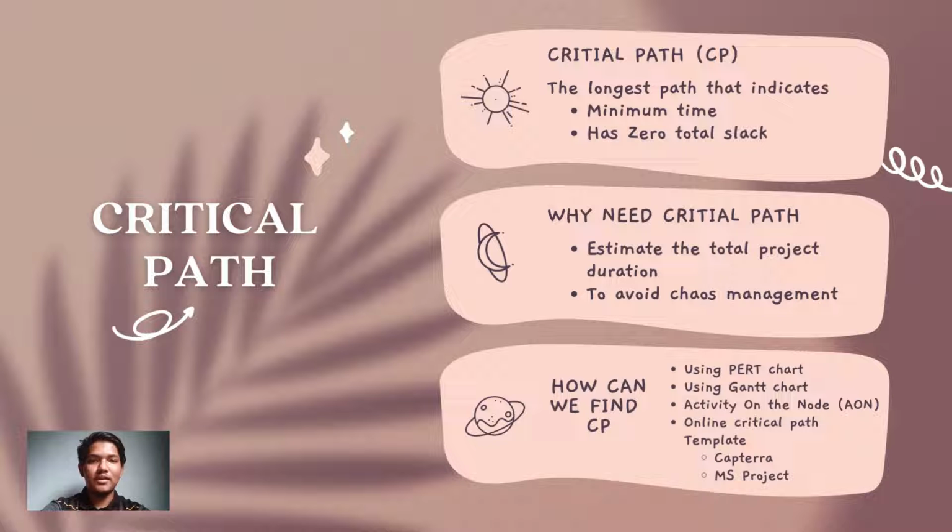This happens when there is no time management for the project, so that everyone can stay on track and always get the updated source. There are several ways we can find critical path. First is using charts such as PERT chart, Gantt chart, and activity on the nodes. We also can do it by using online templates for critical path, in Capterra and MS Project.